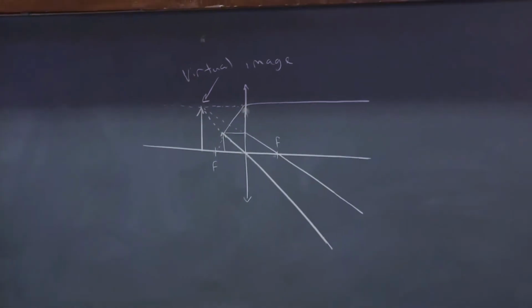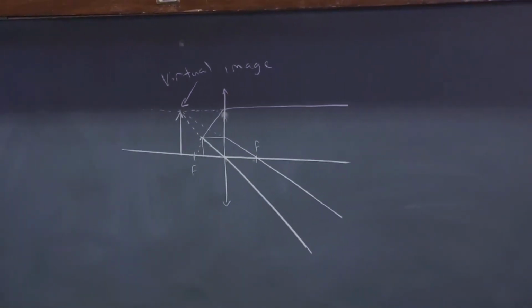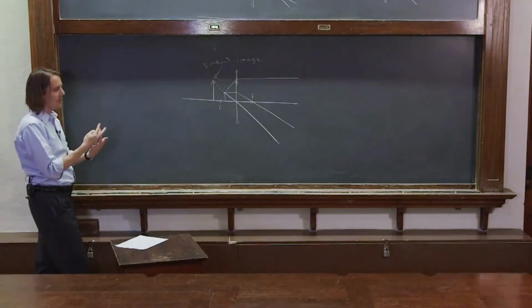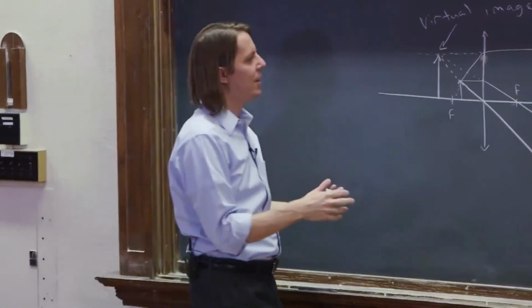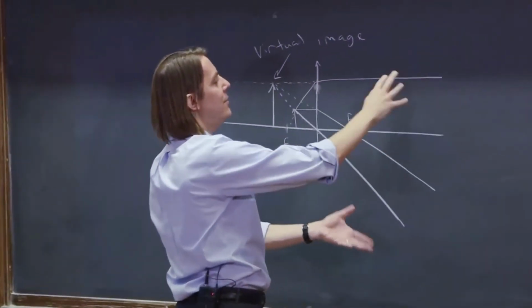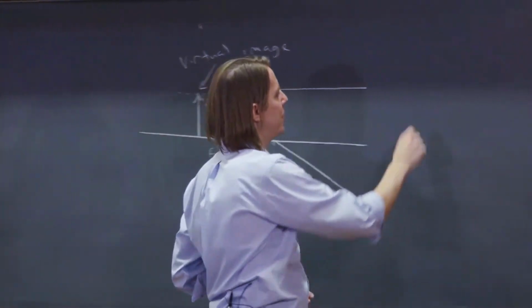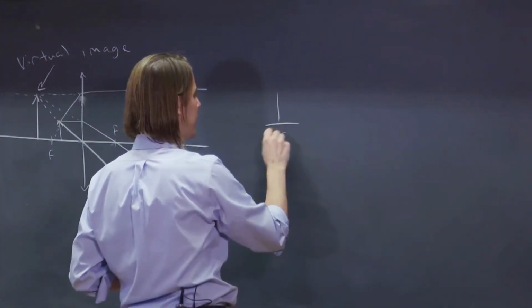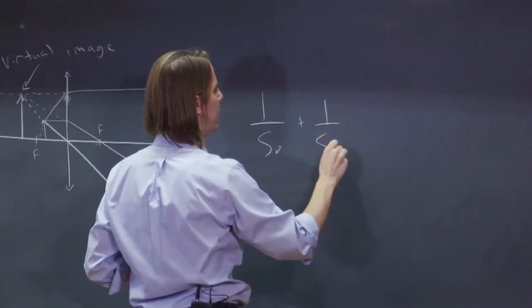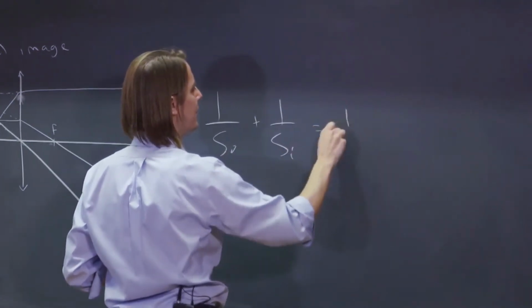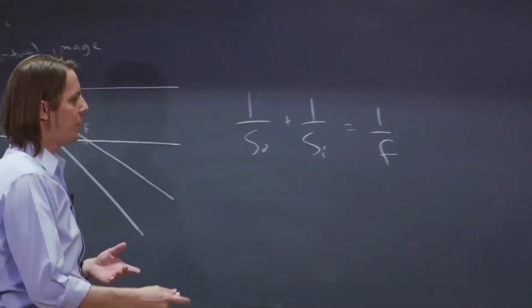Right? So you can't put it on a screen. It's not real. It's not a real focusing of light to create an image by isochronous rays, but it is something that you would see if you were to look from this side. And it actually follows the thin lens equation. Everything works out. 1 over SO plus 1 over SI, object distance, image distance, equals 1 over F. So 1 over F is a constant.